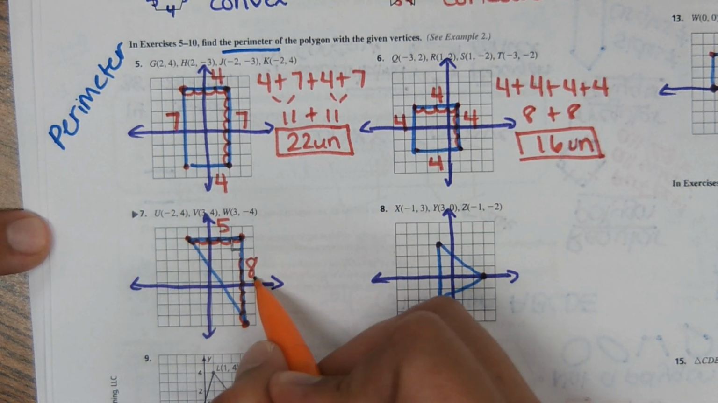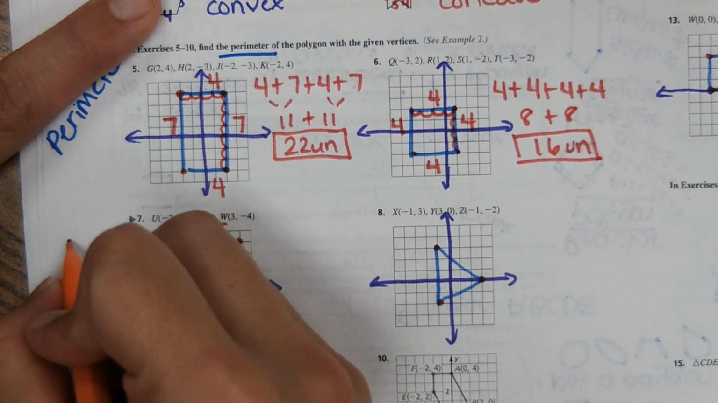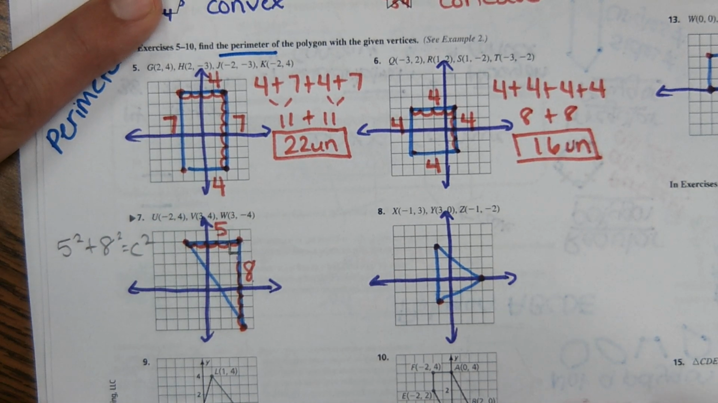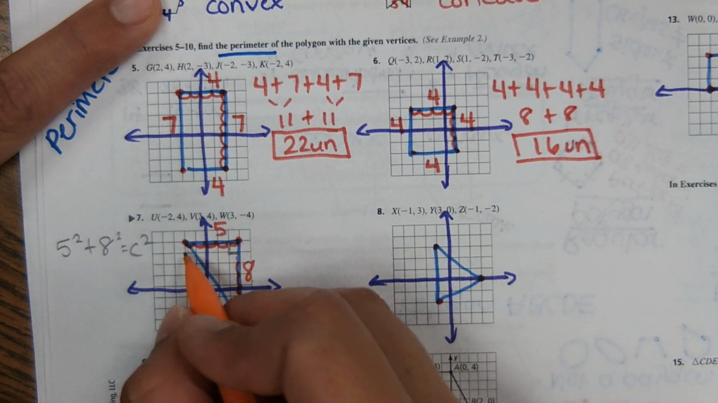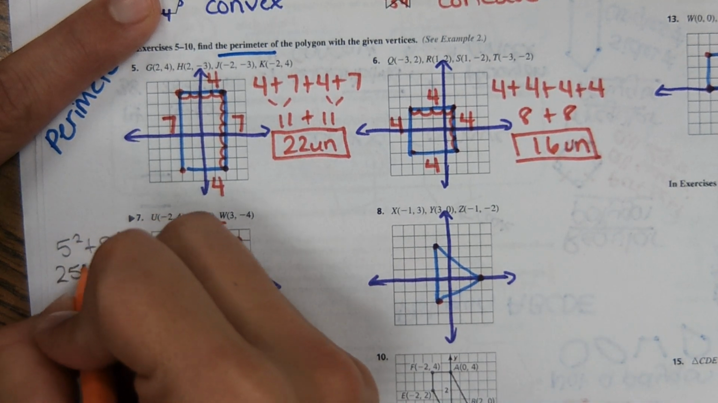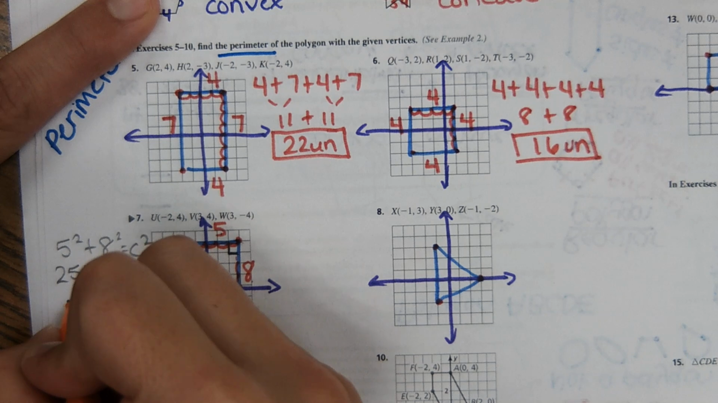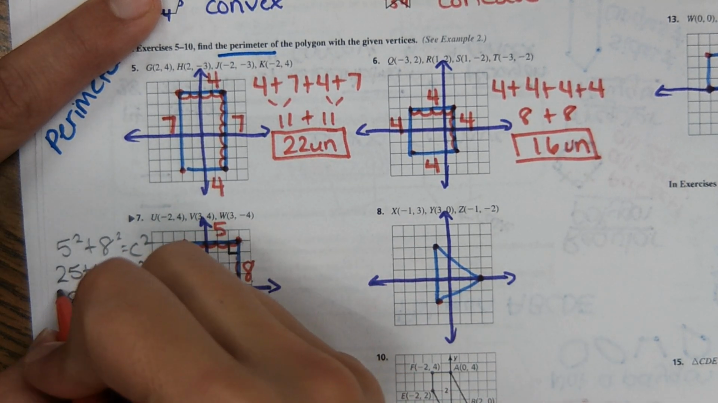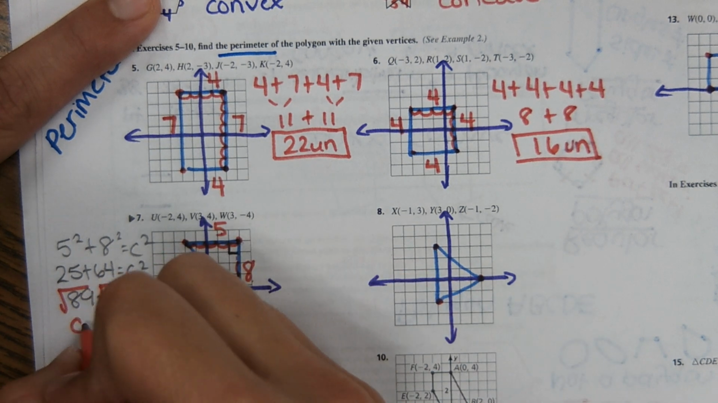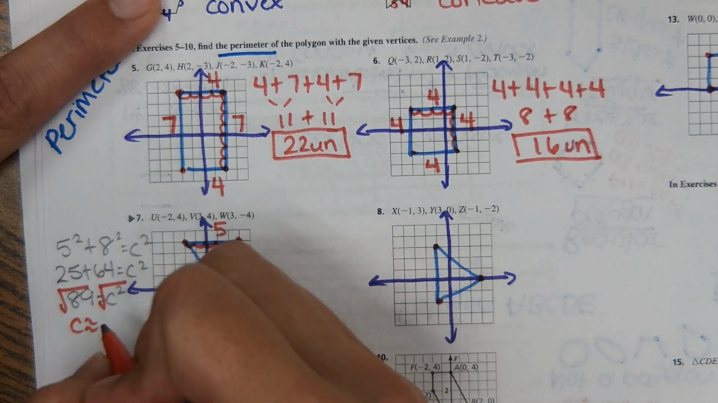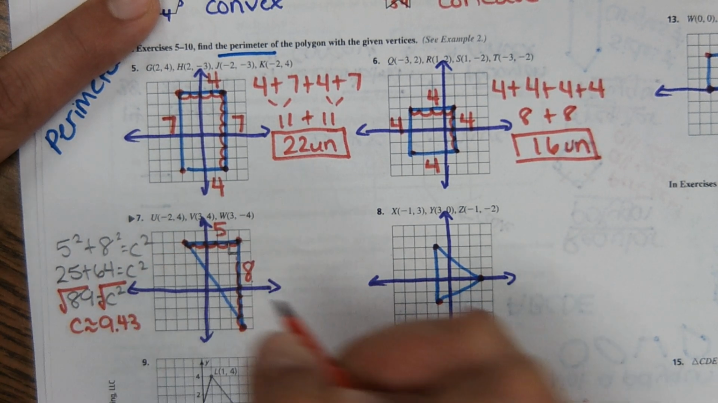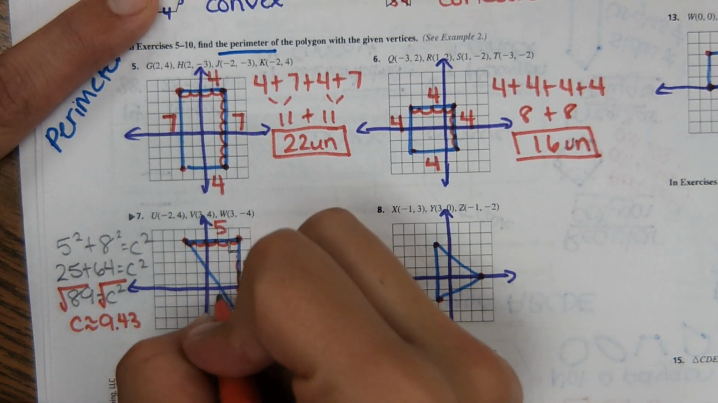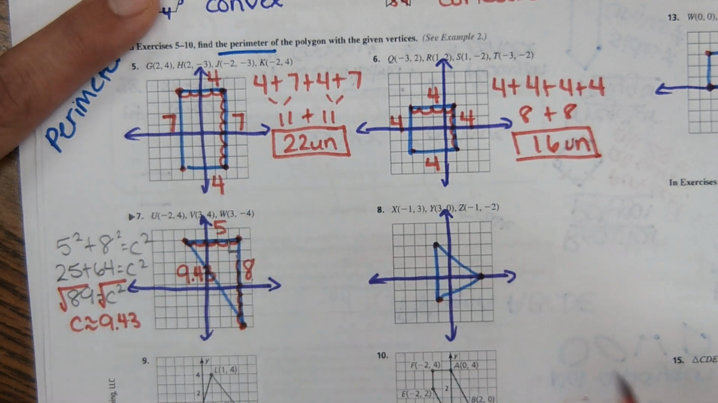So like a squared plus b squared equals c squared. I'm just going to do 5 squared plus 8 squared equals c squared to find this length. So I get 25 plus 64, 89. Then take square root of both sides, and then c equals, it comes out to about 9.43, rounded to the hundredths place. And then that's that length right here, 9.43.